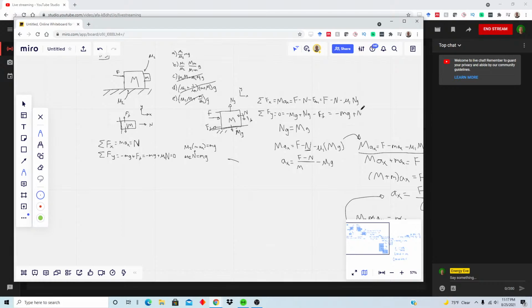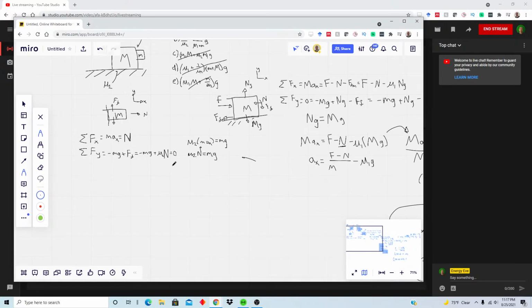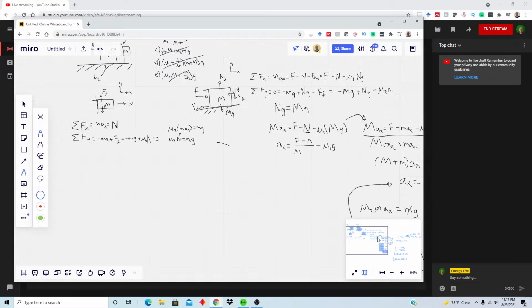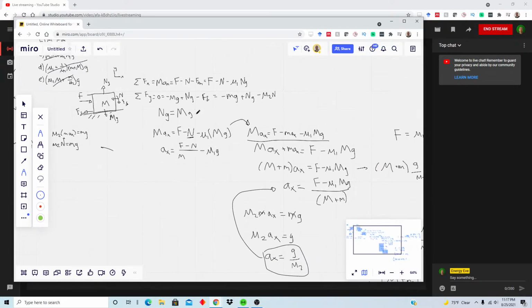And this frictional force is going to be the minus that we're looking for. It's going to be minus mu2 N, because right here it's plus, so this is going to be the opposite. And so when we solve for Ng, this should actually end up being Ng is equal to that plus mu2 N. Okay, so it's going to change what we have.